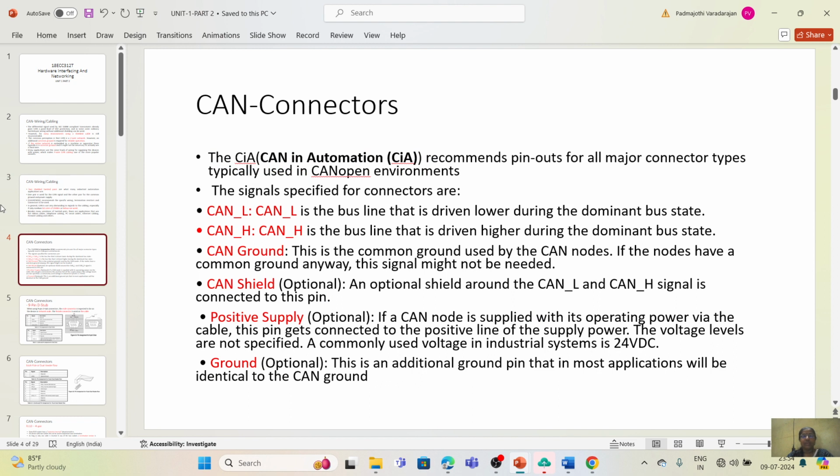CAN in Automation, that is CiA, recommends pinouts for all major connector types. That is CAN high and CAN low, and CAN shield, which is an optional shield. CAN low is the bus line that is driven lower during the dominant bus state. CAN high is the bus line that is driven higher during the dominant bus state. Similarly, there are CAN ground, CAN shield, positive supply and ground. These are all the pinouts recommended by CiA.